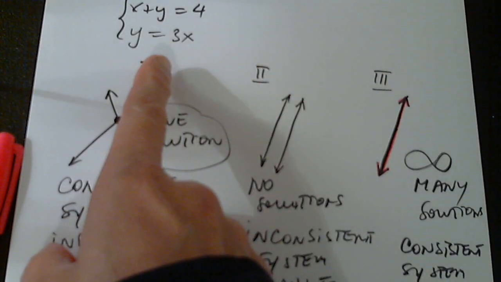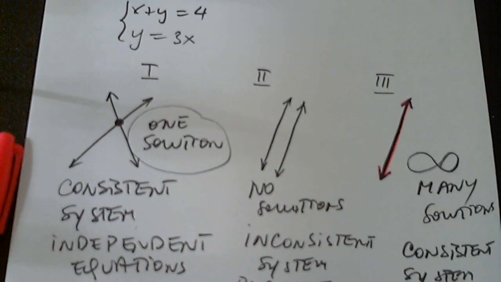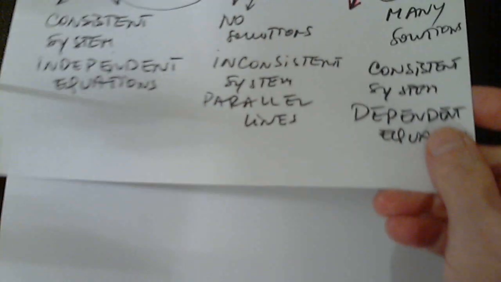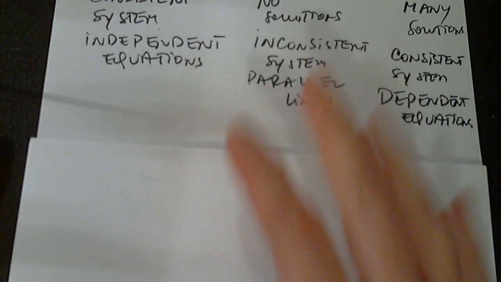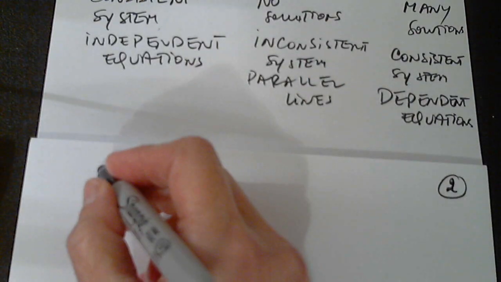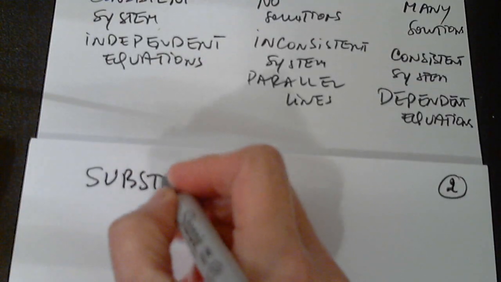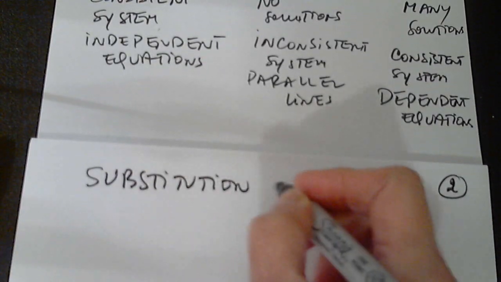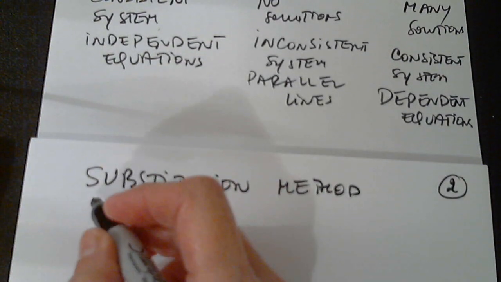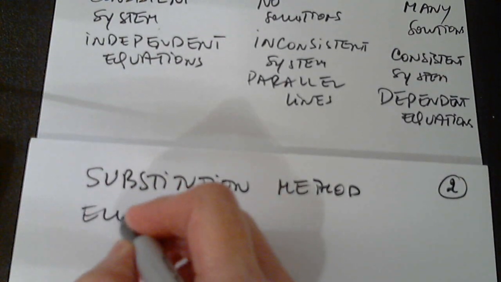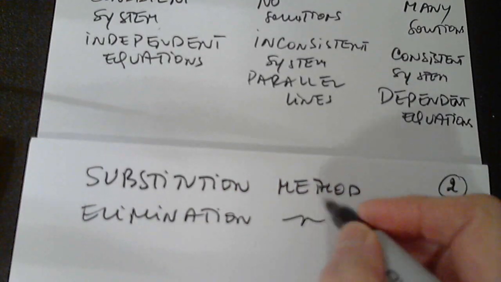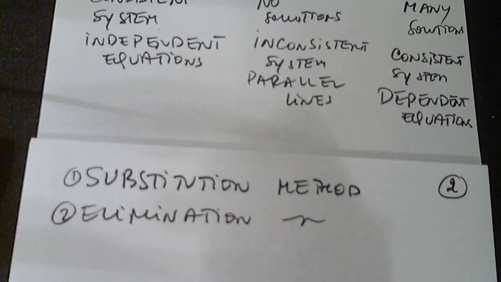Okay, so let's start with this. We're going to look at two different methods of solving. The method of substitution and the method of elimination. One, two.